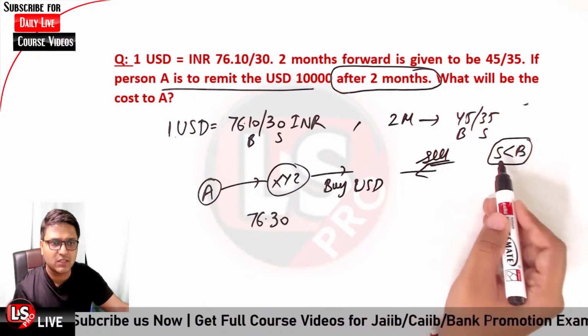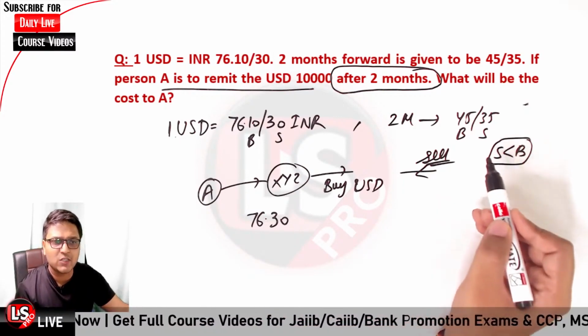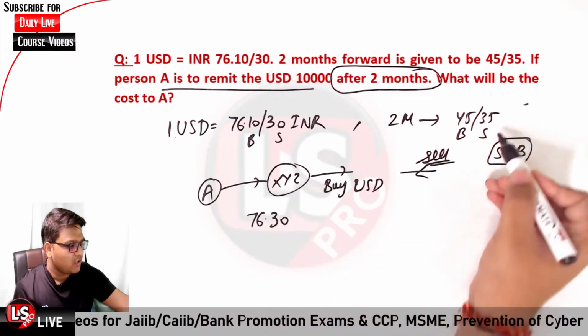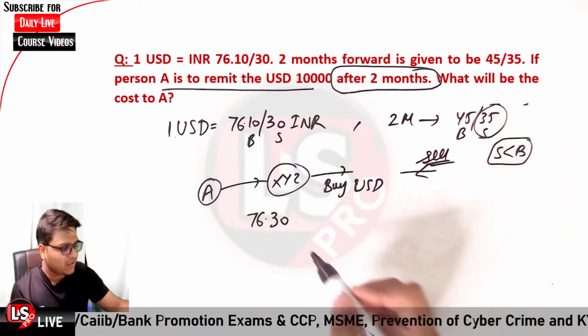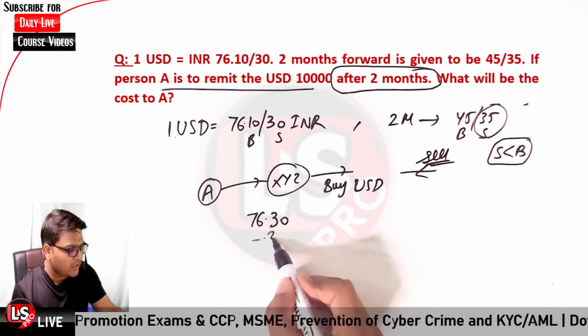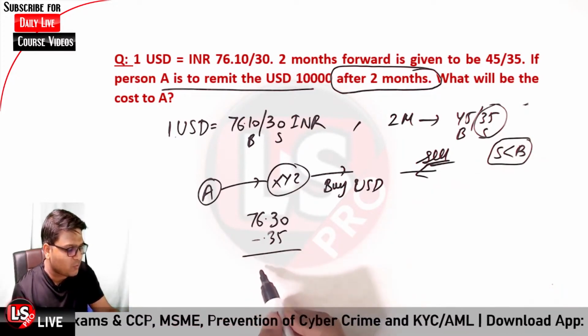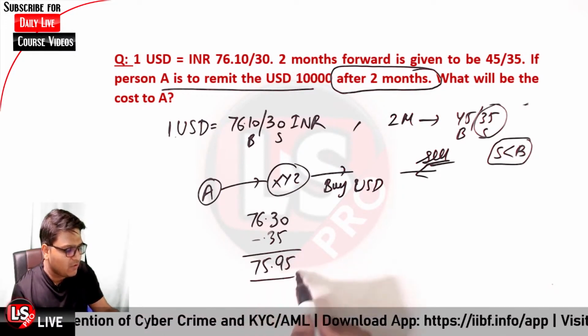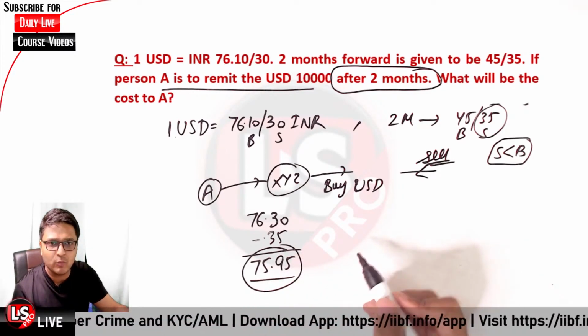So in case of discount, the forward points would be subtracted. Over here, the forward points of selling are to be taken, and it would be minus 0.35. So it will be 75.95. That rate would be used for the calculation.